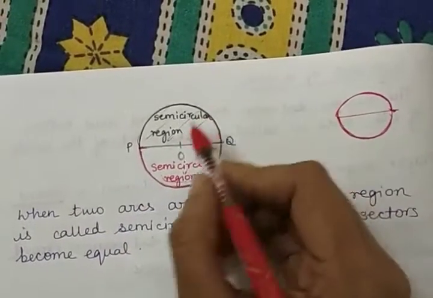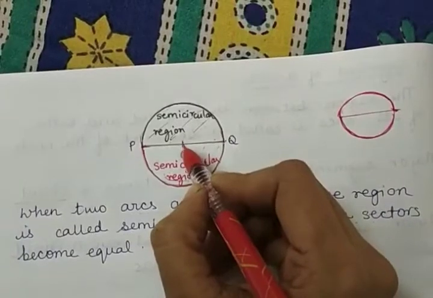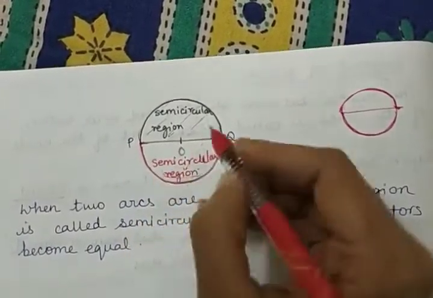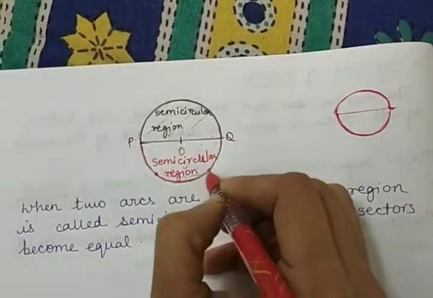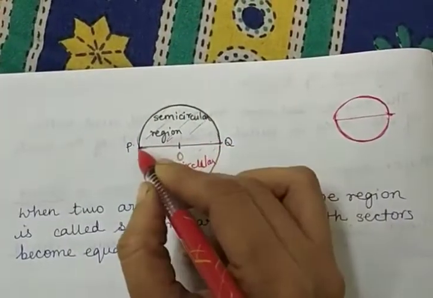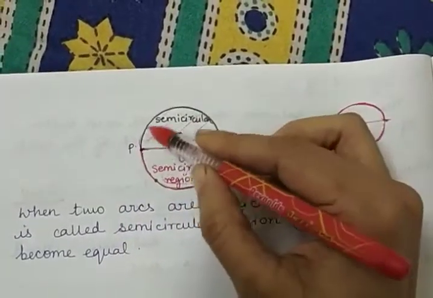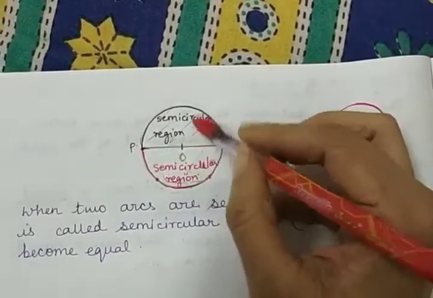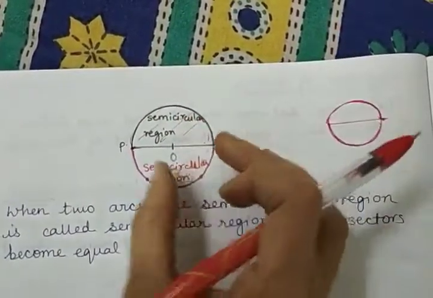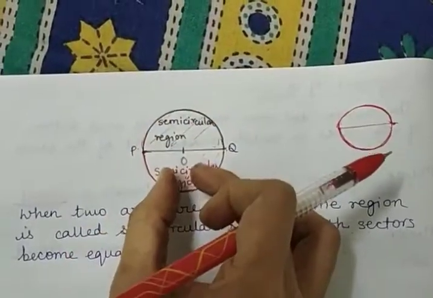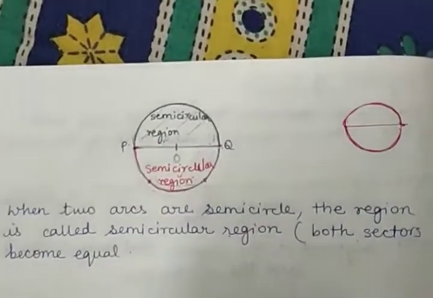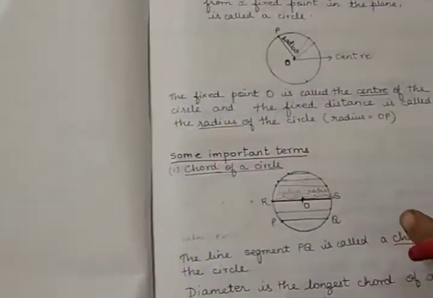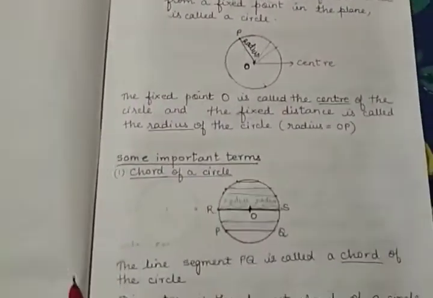Here what happens is, if you had these points down here, you would have got a major sector and a minor sector. Now since these 2 points are on the diameter, this is your major sector and this is your minor sector, and both the sectors are the same. They become equal.